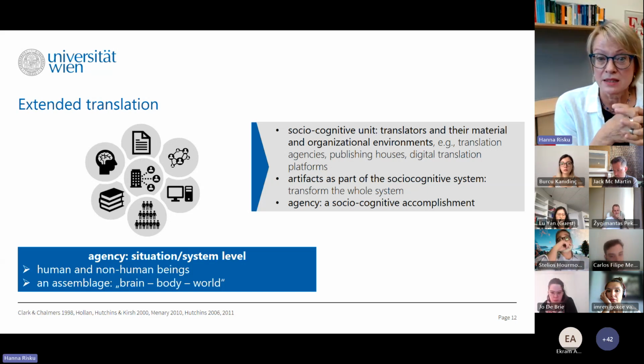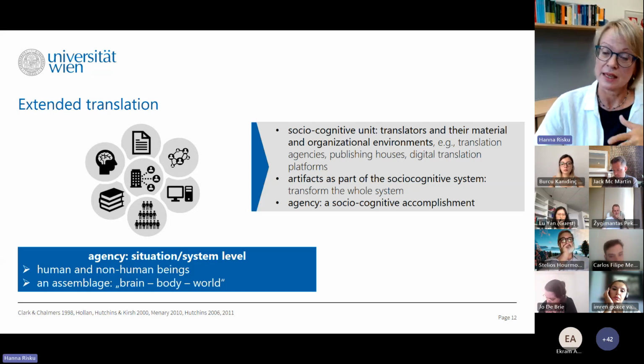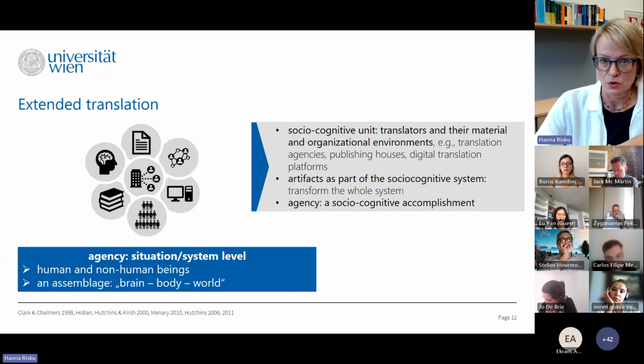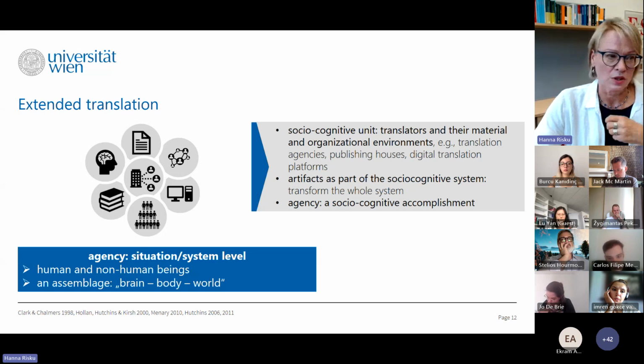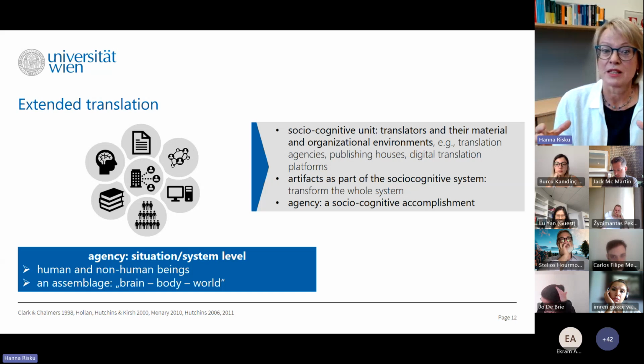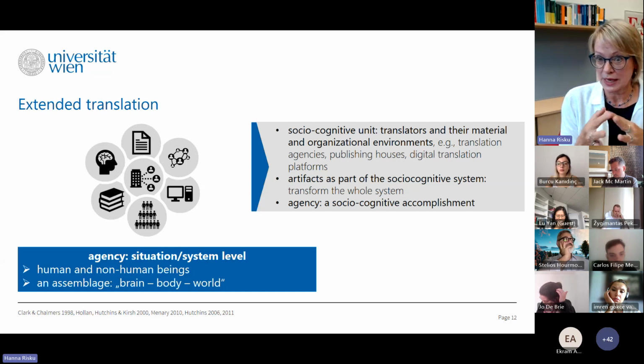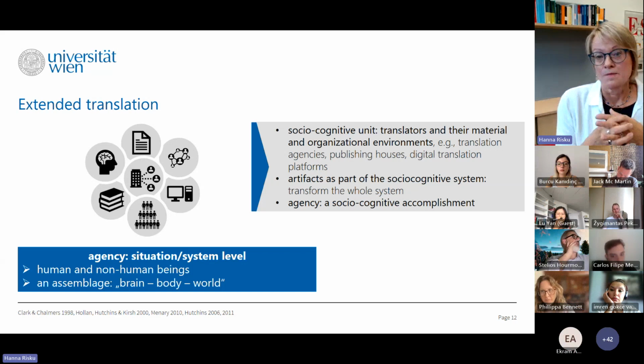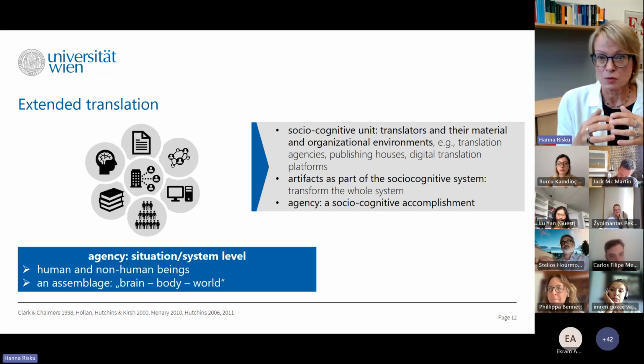And these extended and distributed approaches seem to grant agency to humans and non-humans alike, to individuals and to technologies or other artifacts as an assemblage, as one big acting unit. And actually, this view is quite similar to actor network theory that was developed by Latour in the field of sociology. So there's a very close correspondence there.